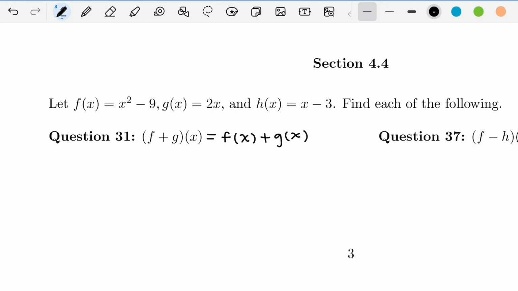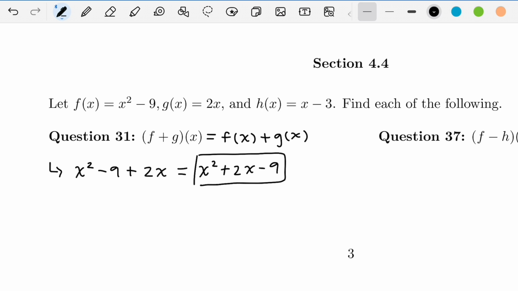So all we're doing for this example is just adding these 2 polynomial functions. So this is going to be f of x, so x squared minus 9 plus our g of x, and g of x is 2x. So rewriting this so that our polynomial function is in descending order of our variable x, this will be x squared plus 2x minus 9. So this would be our final answer here.